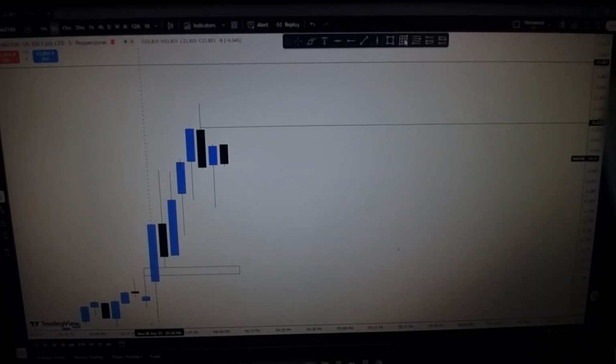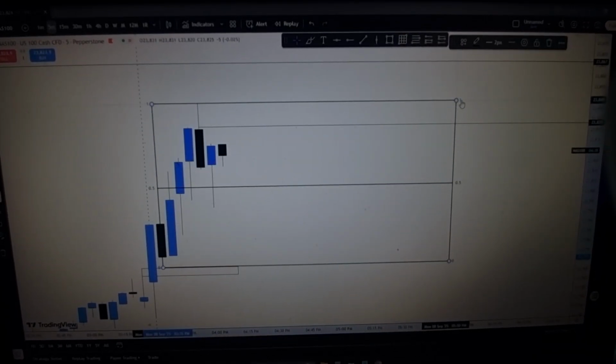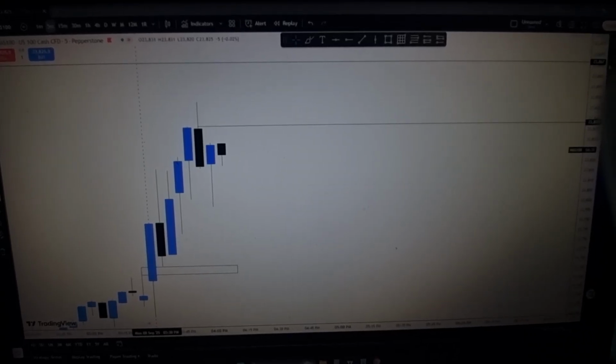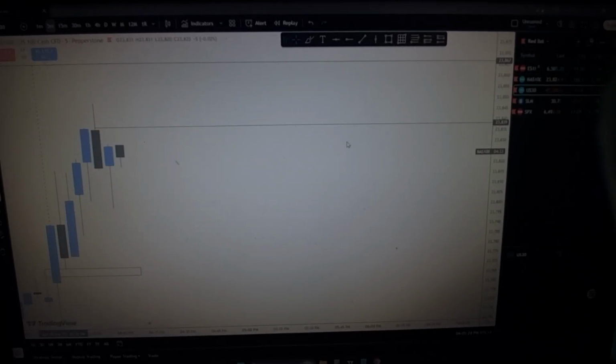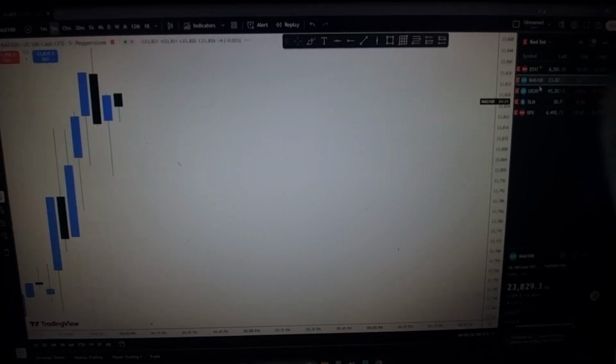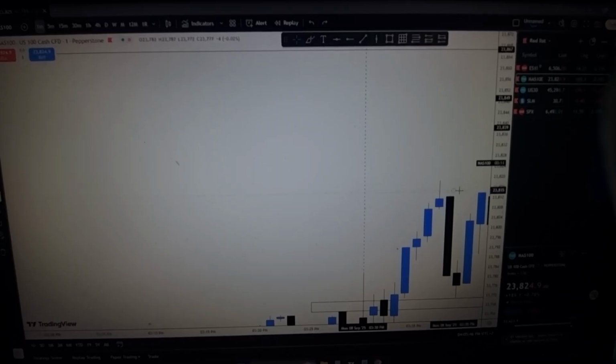Did we tap into 5 minute EQ? We did, twice. Okay, probably making a bullish SMT. But yeah, bro. Let's see.